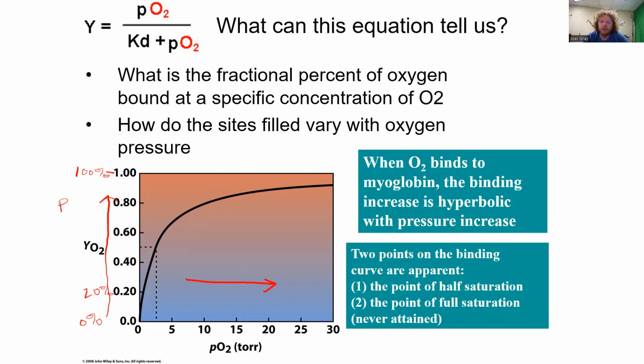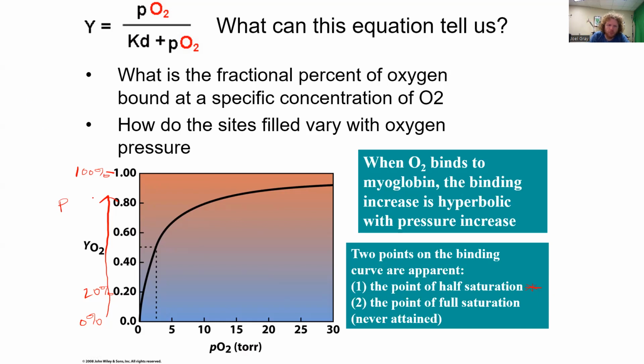Now, two points on the binding curve are apparent. This is very important for any oxygen binding protein and any protein ligand complex: two points of the binding curve that are apparent and very important. This first one, I would argue, is maybe more important than the other. That is the point of half saturation. Essentially what I want you to take away from this is, what partial pressure of O2 gets your protein to be half saturated?